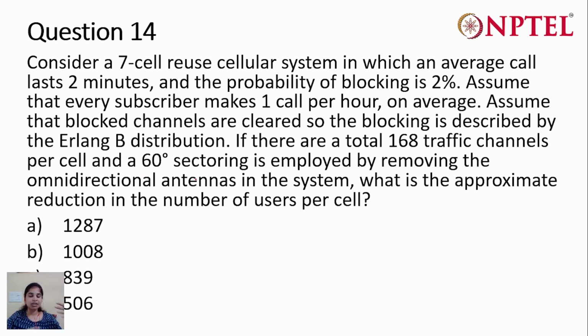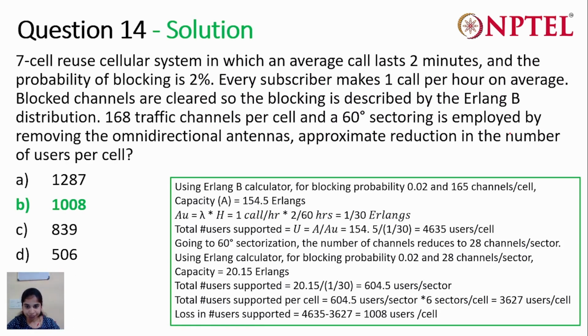What we are asked to find is, previously we'll be having omnidirectional antennas. In that case, how many users can we support? Now we are introducing 60-degree sectoring. Now, what is the approximate reduction in the number of users per cell? I'll directly give the approach. First, what we found, I think it's now 168, so we have the capacity as 154 Erlangs.